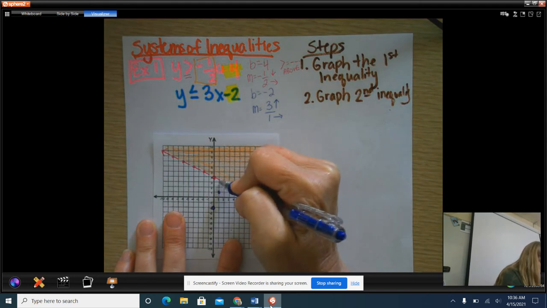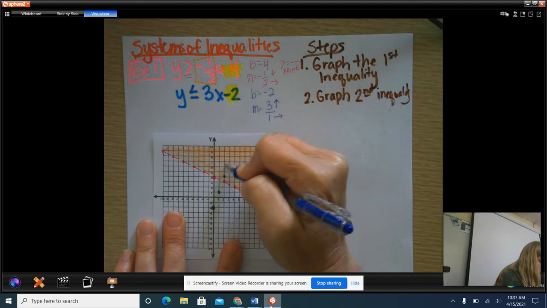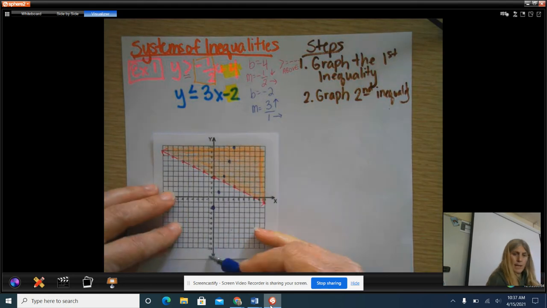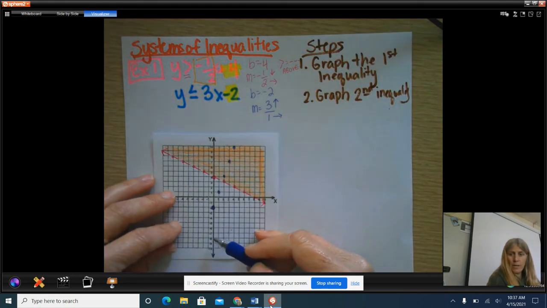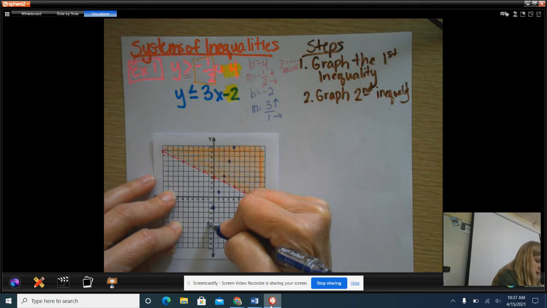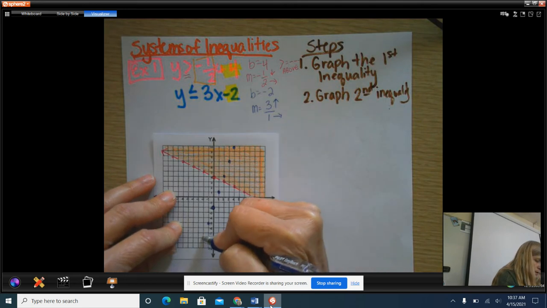Up 3 and 1 to the right, and continue that pattern. We're going to do the same going the other direction. So we're going to go down 3 and 1 to the left, and continue that pattern.